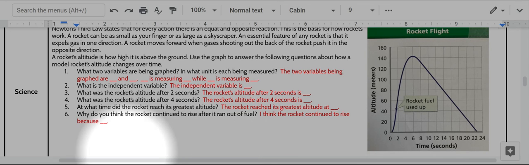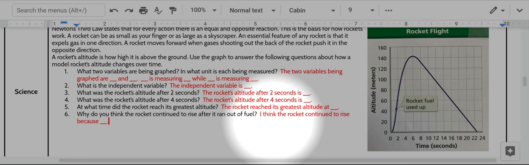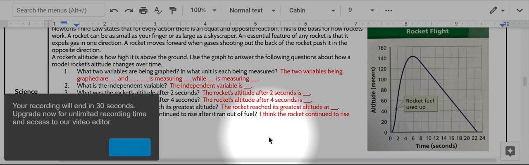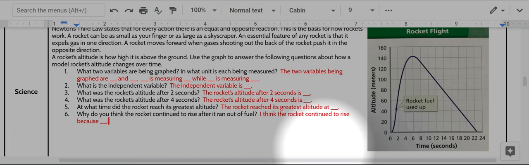And number 6, it says, why do you think the rocket continued to rise after it ran out of fuel? Because here's the note that said the rocket used up its fuel right here. So I want you to think for a second on the law of inertia, kind of like Newton's first law. An object in motion will remain in motion. An object at rest will remain at rest unless acted upon by another force. So take that into regard when you answer this.